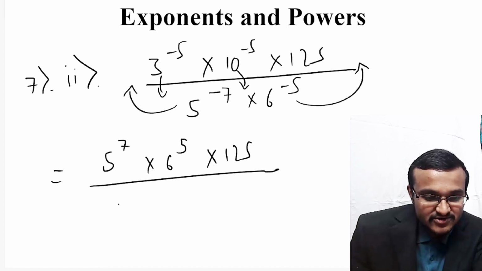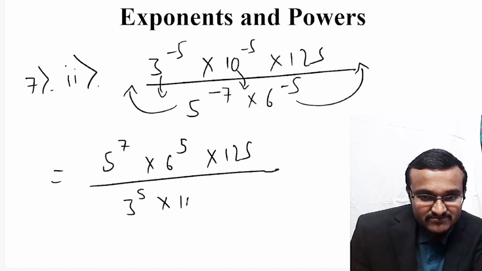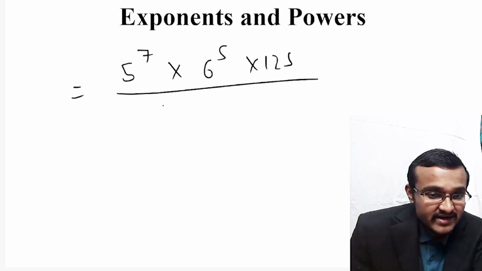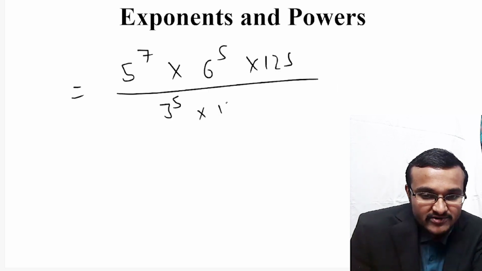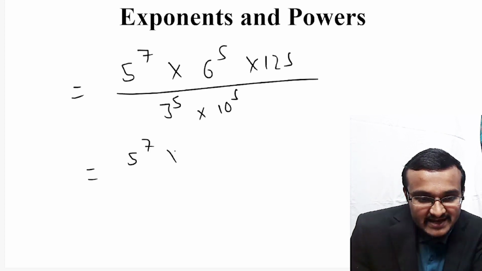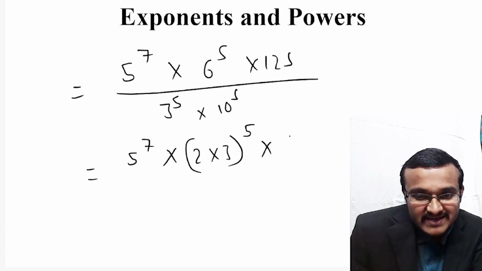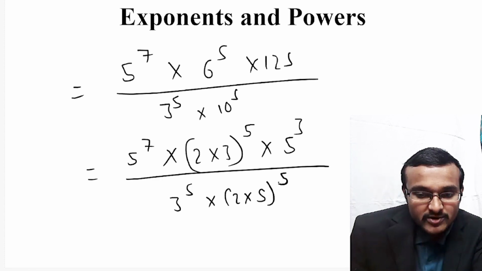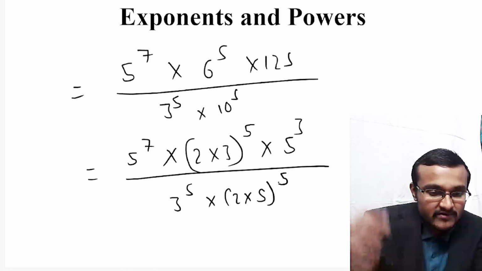When you bring 3 power minus 5 to the denominator, it will become 3 power plus 5 into 10 power plus 5. So now whatever numbers you have got here is 5 power 7 into 6 power 5 into 125 divided by 3 power 5 into 10 power 5. This 6 you can write as 2 into 3 whole power 5, and 125 can be written as 5 power 3, divided by 3 power 5. This 10 you can write as 2 into 5 whole power 5. So 2 into 5 whole power 5 will be there.